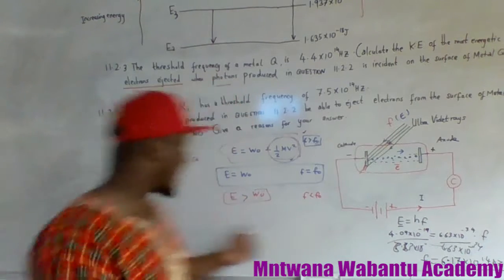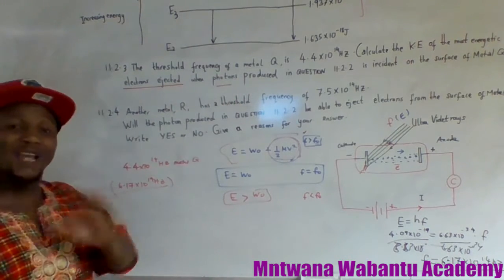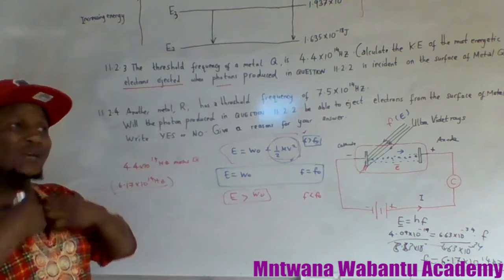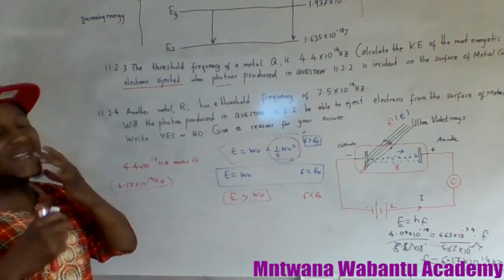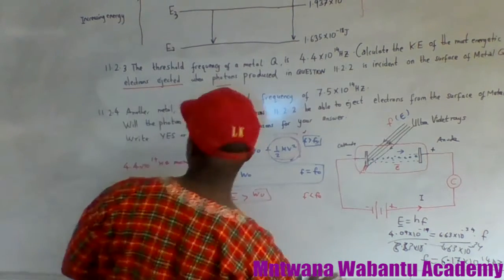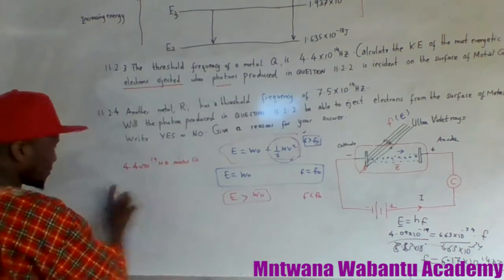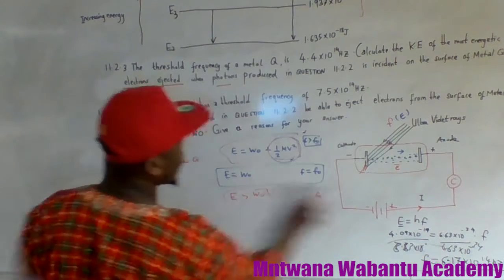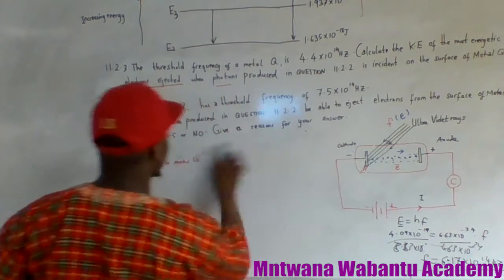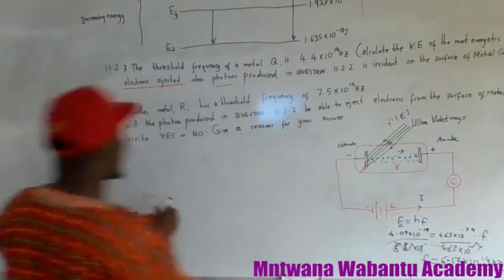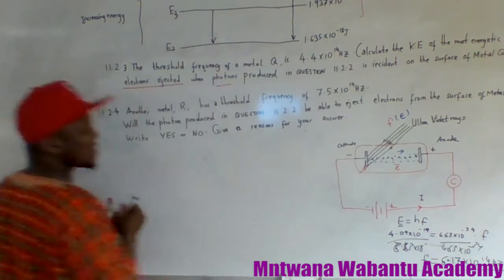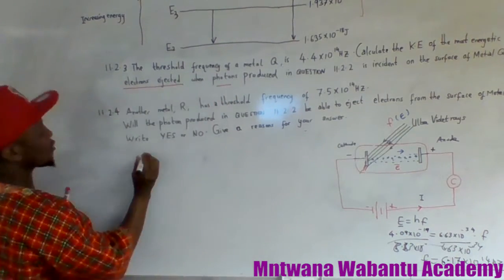But if it was less, then no electron is going to be emitted. If it was equal, then the electron would get excited at the cathode, but it wouldn't be able to release electrons. So now for this case, I'm going to write this part here. We're going to apply the formula now, because the frequency of the light is bigger than that of the metal cathode.